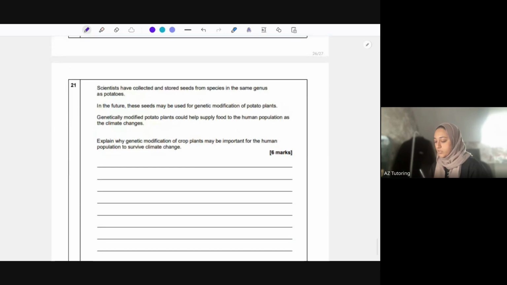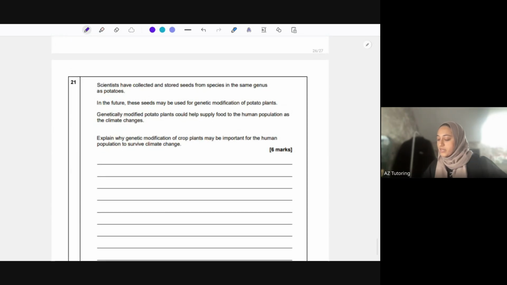And finally, there's the last question. Scientists have collected and stored seeds from species in the same genus as potatoes. In the future, these seeds may be used for genetic modification of potato plants. So this is a GM question. Genetically modified potato plants could help supply food to the human population as the climate changes. Explain why genetic modification of crop plants may be important for human population to survive climate change. So your first few marks comes from speaking a little bit about climate change.